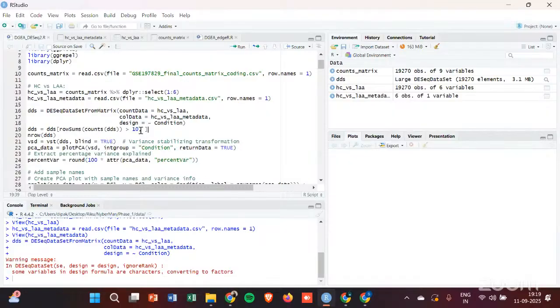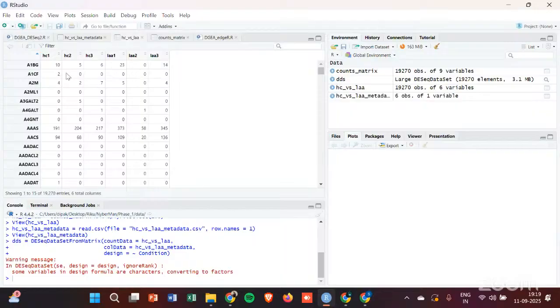Again, reiterating, what this is doing is removing all genes that have a sum of less than 10 across all 6 samples. So genes such as A1CF, which have a sum of only 2 across all 6 samples, will be removed.